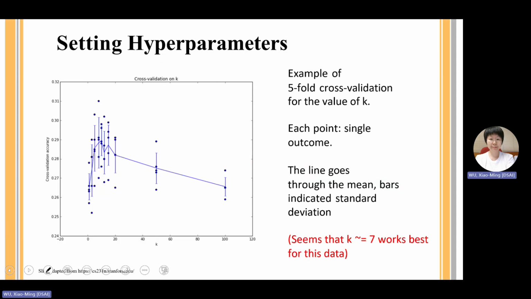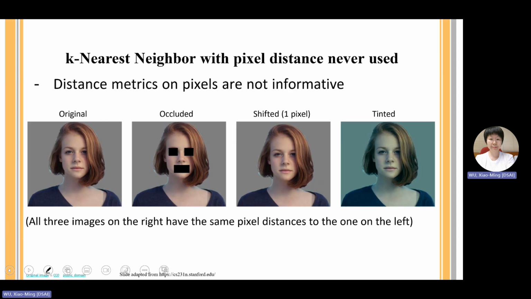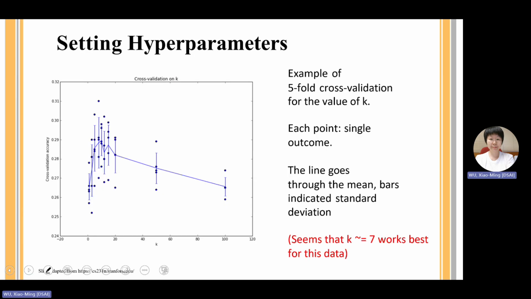The reason is that the distance metric on pixels is not informative. We do not extract their features, but only use pixels as the feature representation, and the pixel distance is not informative.